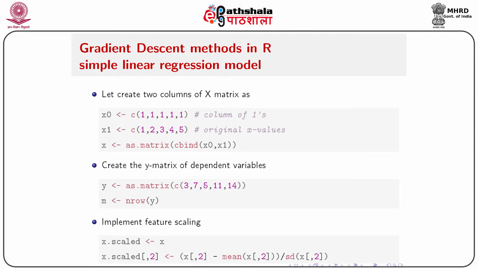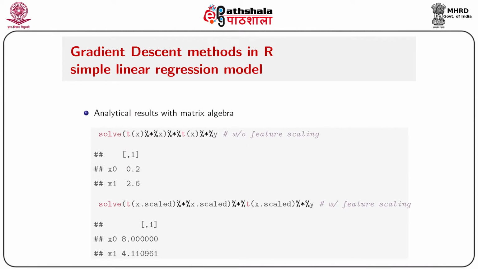Then implement feature scaling: you can scale the data and then get the estimate. For scaling you can set x.scale equals to x, and then x.scale 2 equals to, you can use the scale function, or from the fundamental standardization method you can use x2 minus mean of x2 divided by standard deviation of x2. This way you can scale the actual variable. X1 was not scaled because x1 was just the intercept, all 1s, so there is no need for scaling.